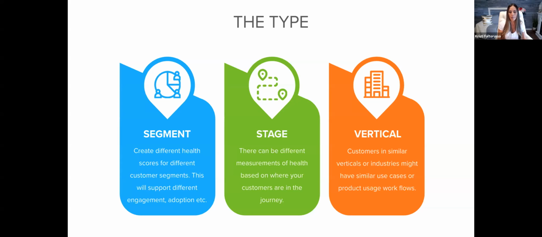One is at the segment level. Maybe there are folks that want to create a different health score for their different customer segments. If you've got strategic accounts and then you have an SMB or emerging segment, maybe in your top segment you're highly engaged. It's a high engagement model, and so engagement actually has a big piece of your pie. But in your SMB, you've got full automation, and so there's no engagement there, which in that case, your health score will look very different.